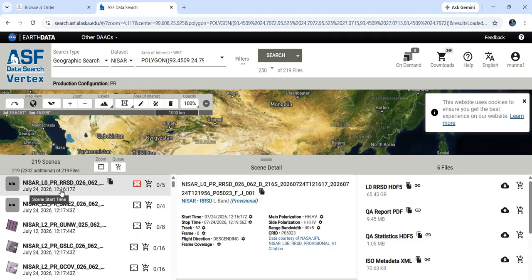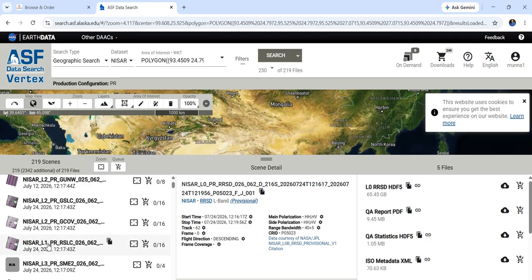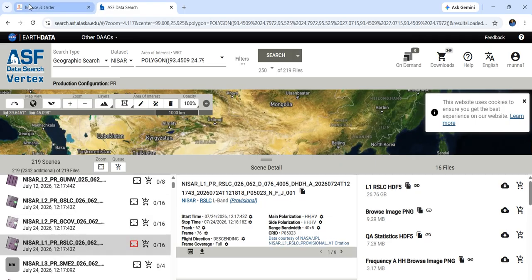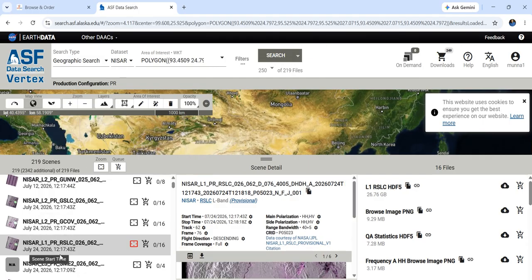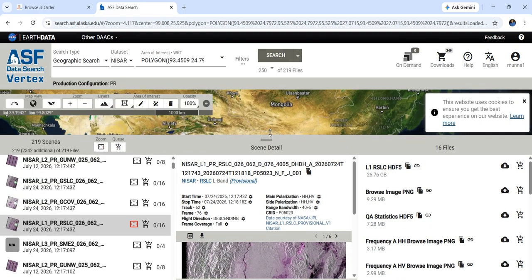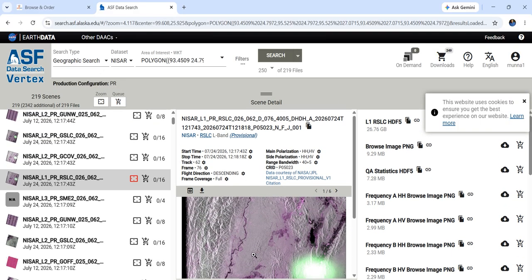Then we go for the level 1 products here. In the Bhoonidhi also you can see the level 1 RIFG, ROFF. If you go to these products, you can understand that level 1 products are the first stage. That means at this stage, the radar observation becomes scientifically useful. At this level, the raw echoes have been processed into focused radar images. See, you can just have a look at this. These are some level 1 products. Among these, we have different types.